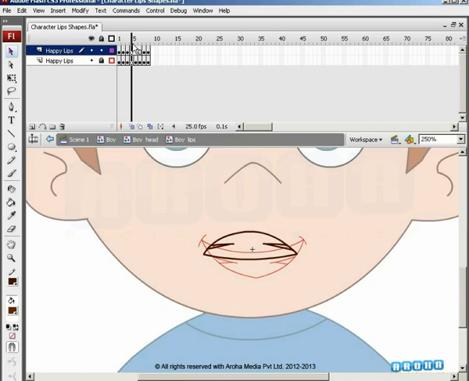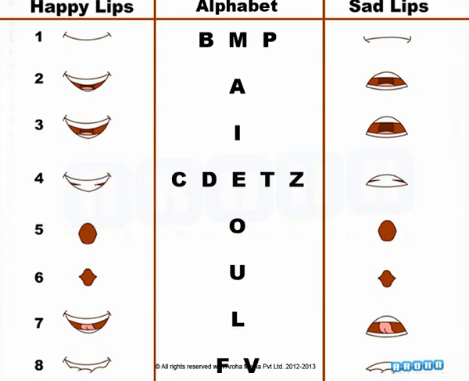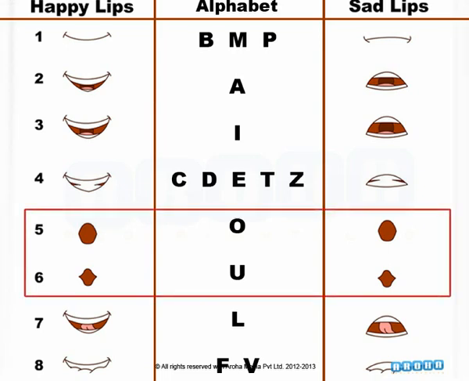This makes your job easier and minimizes the chances of going wrong. Alright, on to the shapes for the sounds O and U. Here's good news for you. Look at the reference shapes for them. They're exactly the same for both happy and sad faces.